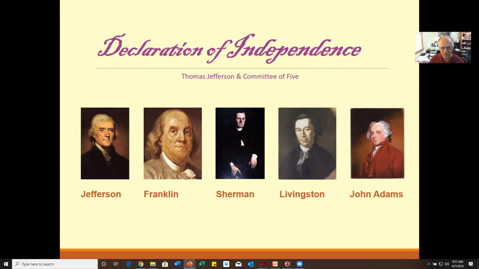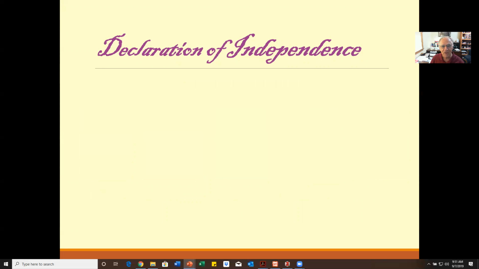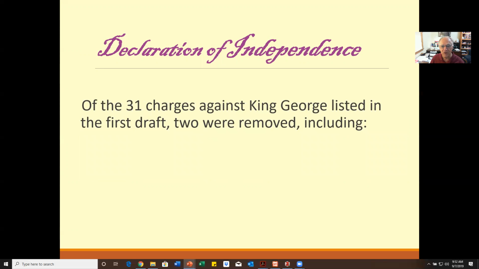It's true that he wrote the drafts of the Declaration, but the Committee of 5, Ben Franklin, Roger Sherman, I think it's Robert Livingston, and John Adams all had influence and reviewed the document before it was presented. Of the 31 charges listed, now when we get into the Declaration, you'll see how it's structured. And you know, it's in that little brown book that I gave you. I don't have a copy here to show you, but you know what I mean. It's the Declaration and the Constitution.